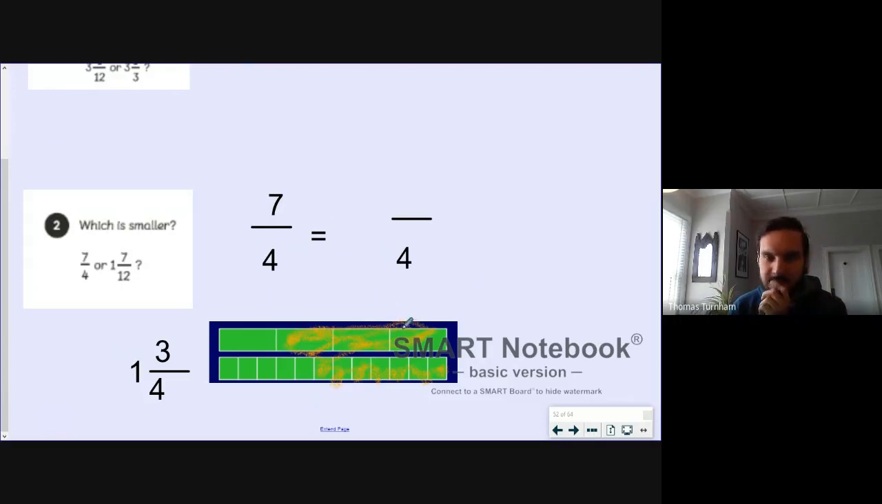3/4 is the same as 3, 6, 9, 12ths. I counted in threes because I knew that each of those quarters was the same as 3/12. So 1/4 is the same as 3/12, 2/4 is the same as 6/12, and 3/4 is the same as 9/12. So 3/4 is 9/12. Well, over here I only had 7/12. So I know that 1 and 7/12 is smaller.